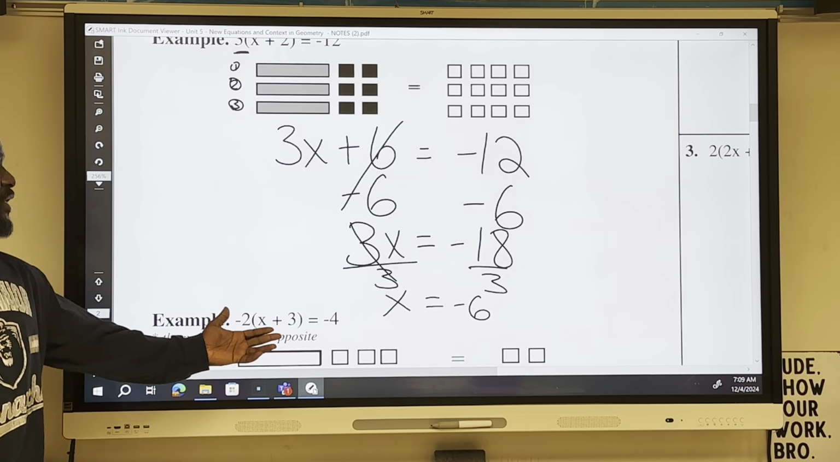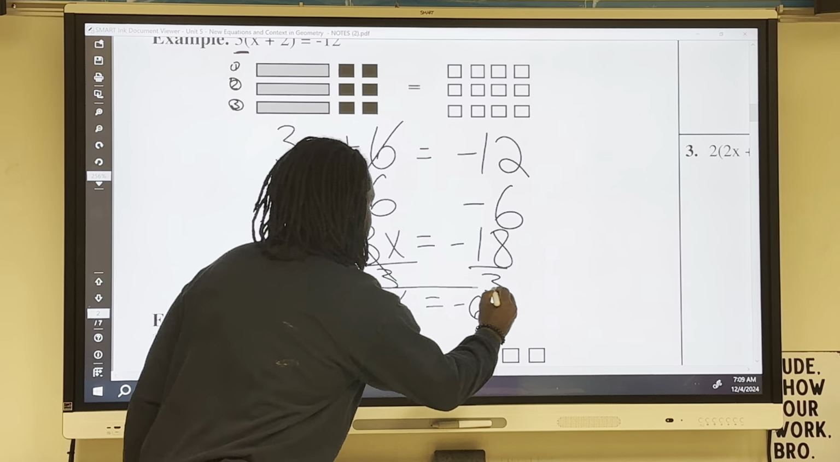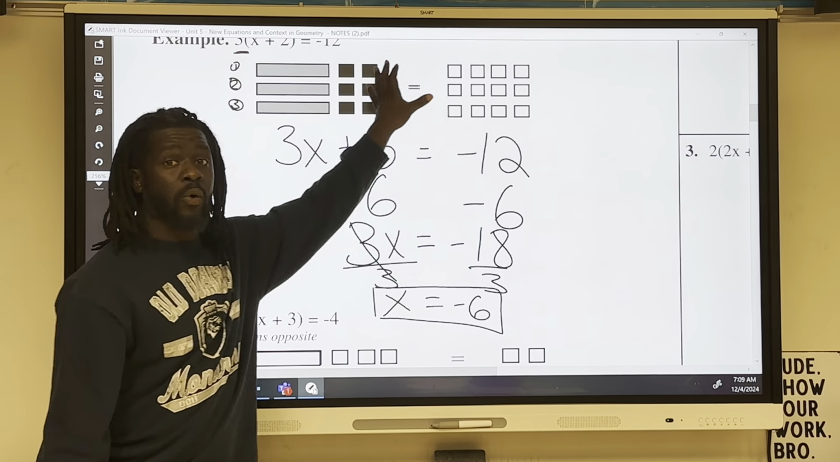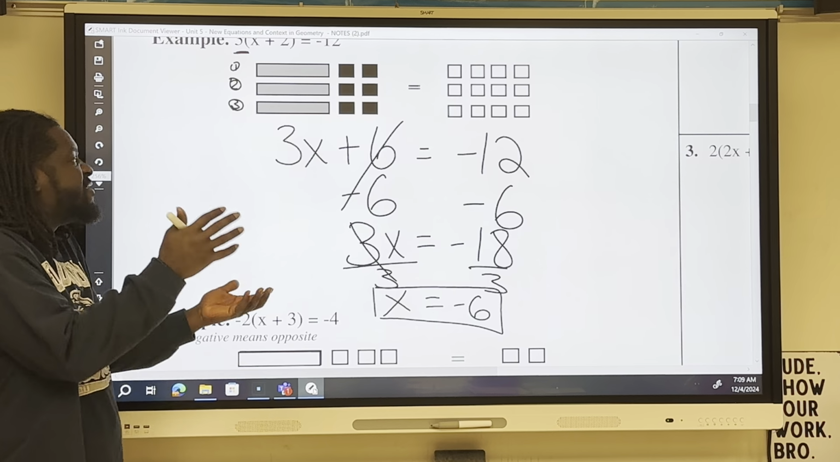And so, just to make it plain again, whenever I am solving this equation, you have to do the inverse operation.